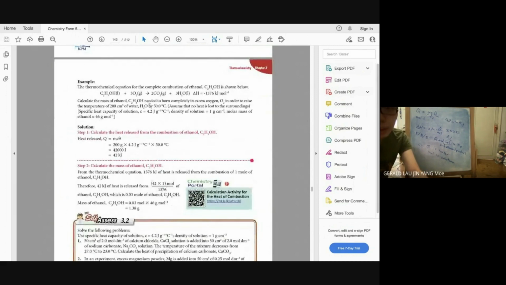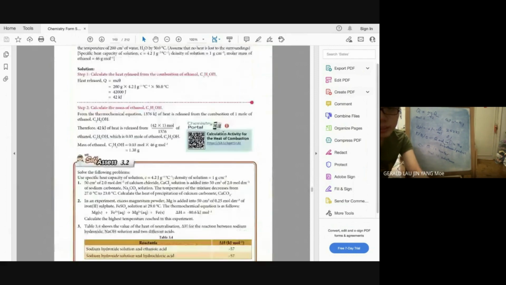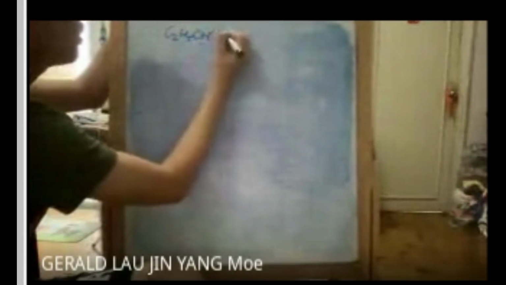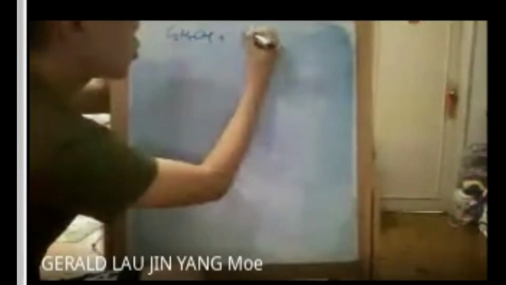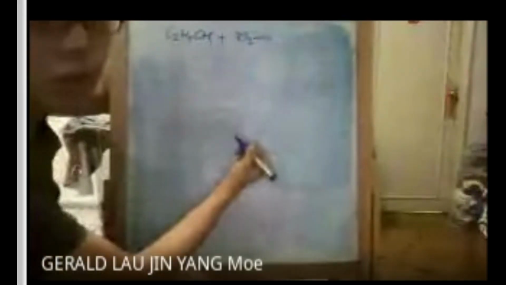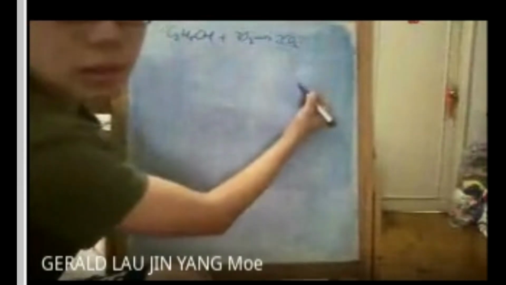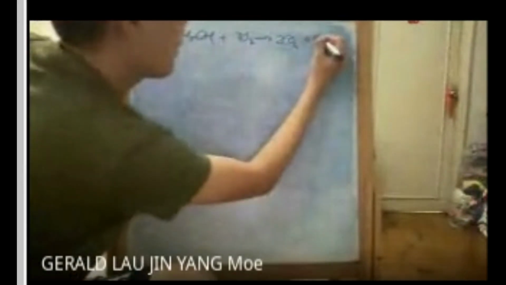Now let's look at what is the difference. I don't really like this example, because they already give you delta H. So let's say they want you to calculate delta H, the heat of combustion. For example, they give you the formula: ethanol, C2H5OH with 3O2, then you produce 2CO2 and 3H2O. They want you to find delta H.